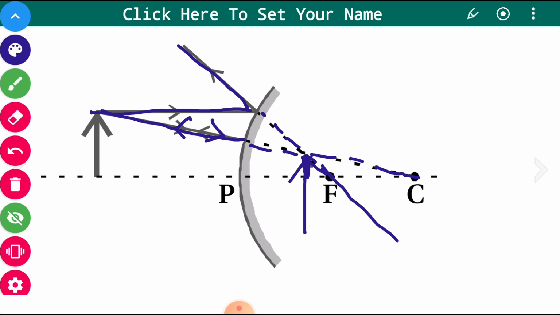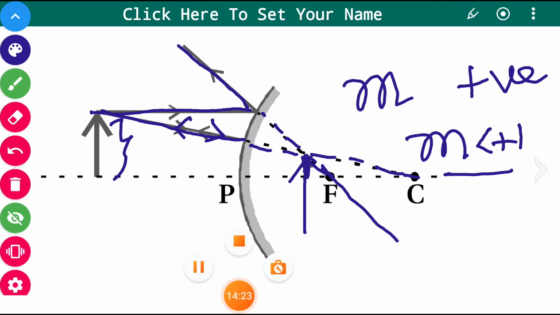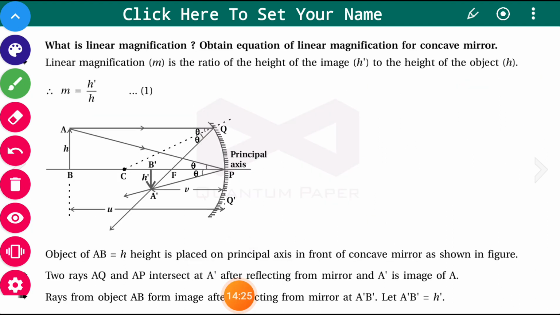And this is a smaller image than the object. You can see it's an erect image, so magnification is positive, and its value is less than 1. So positive shows it's an erect image, and magnification smaller than 1 means it is a diminished image. Okay, now we talk about the magnification. It's the ratio of the height of the image to the height of the object.